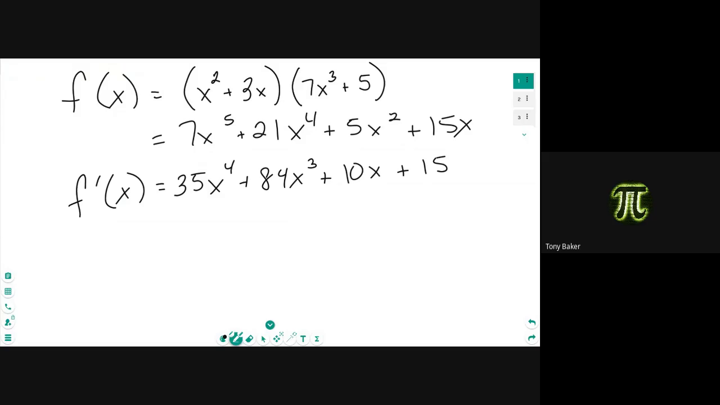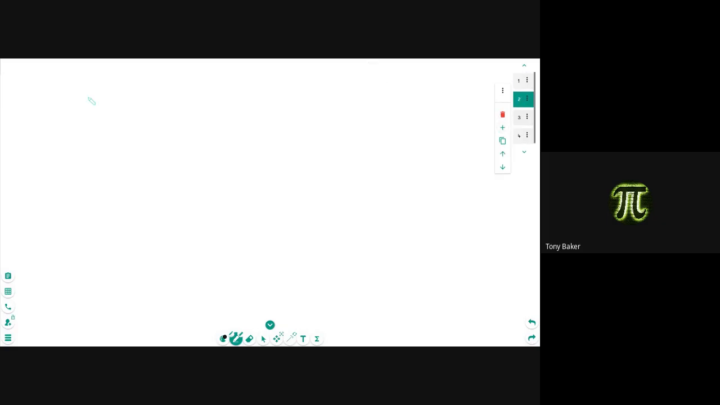Now, some problems are pretty easy just to FOIL them out or distribute them out to get the answer. Some are not going to be that easy. So we do need a rule to be able to deal with multiplication. Let's just say I have f of x equals x to the third and g of x equals x squared.